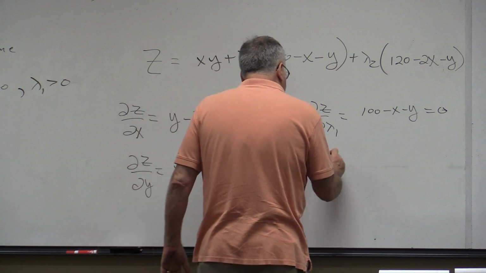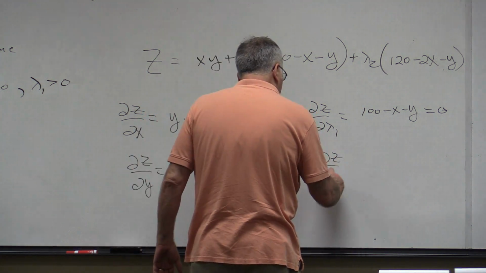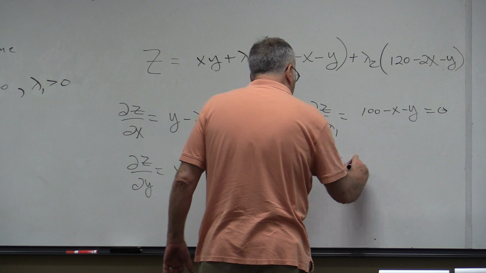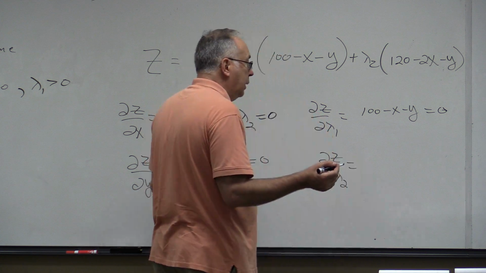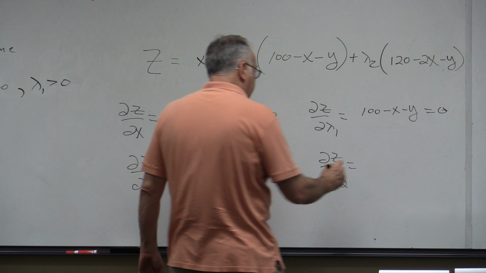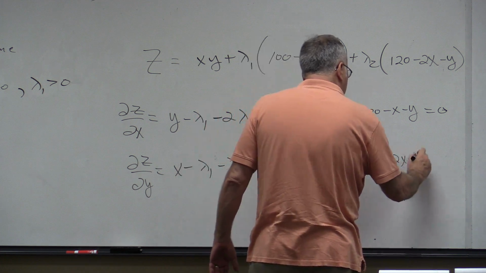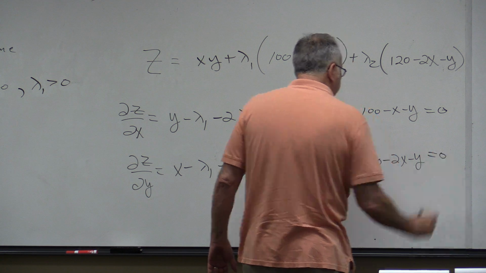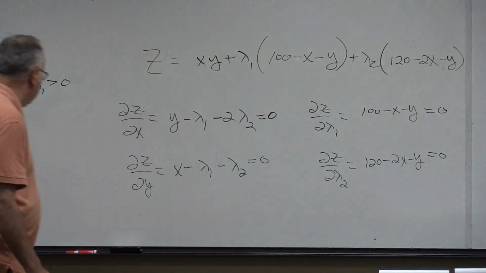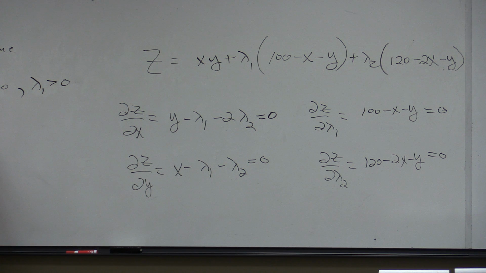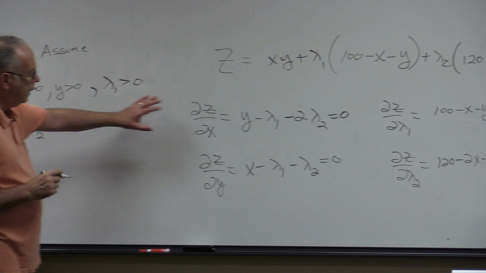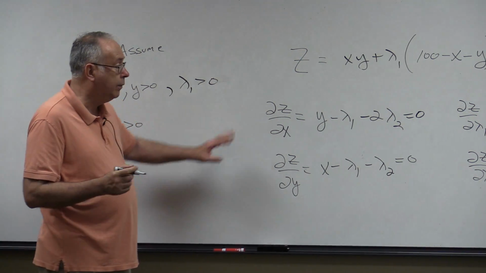Then partial z, partial lambda 2 is what? 120 minus 2x minus y. All right. And let's assume that you're going to use all your coupons. So let's assume lambda 2 is greater than 0. So then everything's just an equality. So let's see what we get.